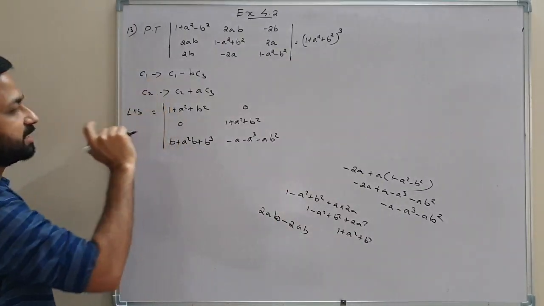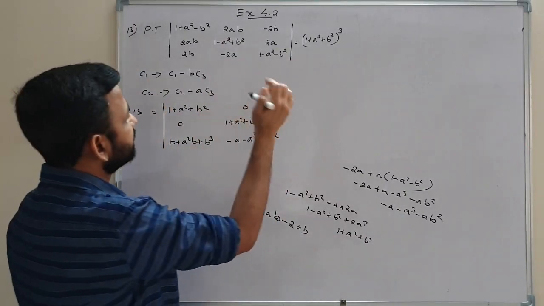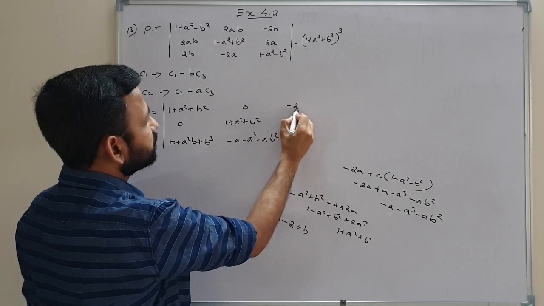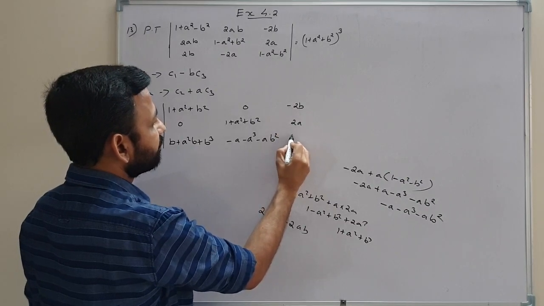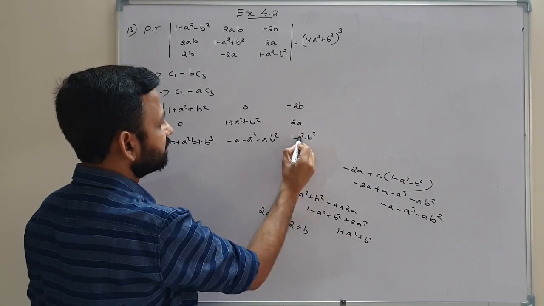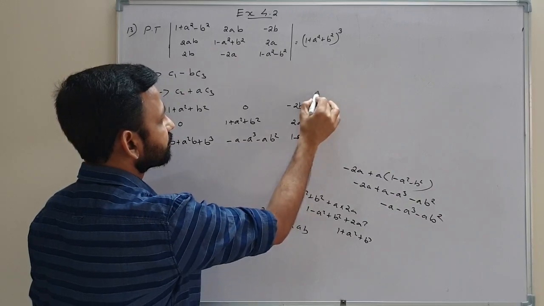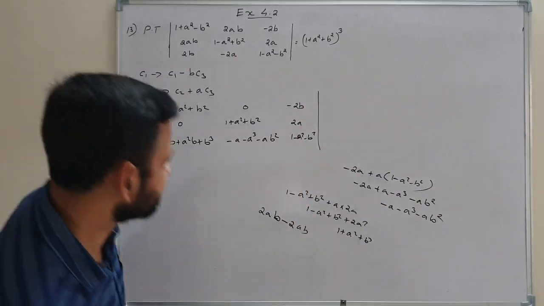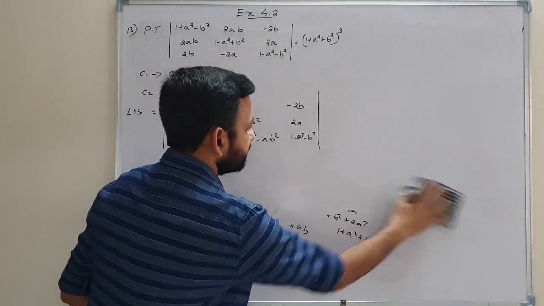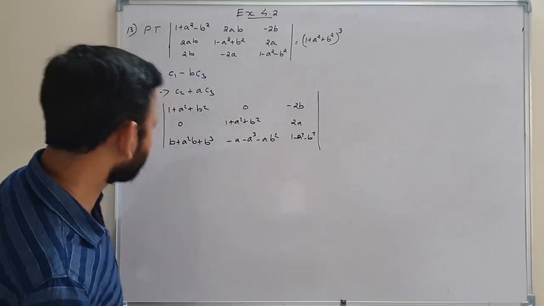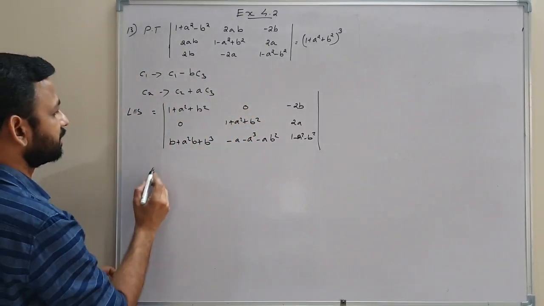So we will write the same expression, minus a cube minus ab square. So now we changed C1 and C2. C3 will be the same: minus 2b, 2a, 1 minus a square minus b square. So we made some changes. Now we are going to take 1 plus a square plus b square common.